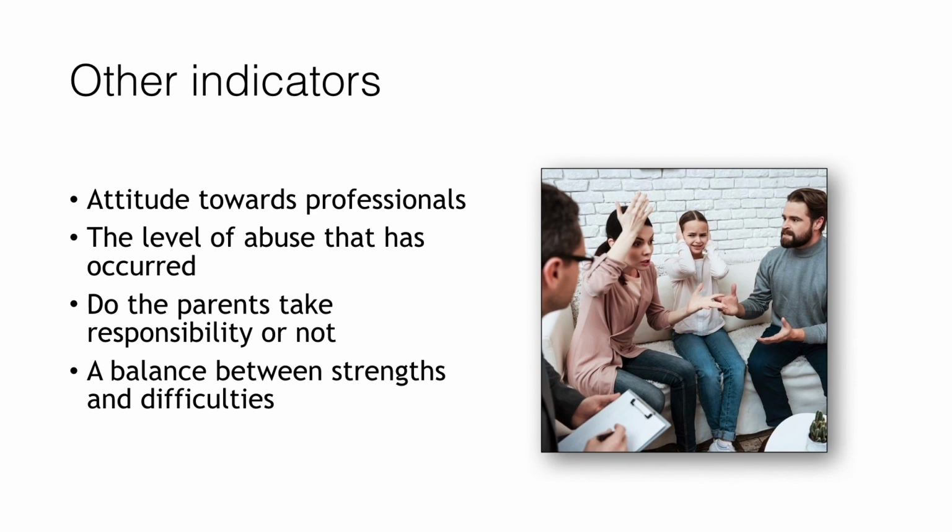There has been some other research that has identified factors that give a better prognosis that a parent is likely to change. Some of the factors identified were the attitude of the family towards professionals, the degree of abuse that has taken place, whether parents are taking responsibility, and the balance between strengths and difficulties. So, a family with a good balance between strengths and difficulties has a more hopeful prognosis than families where they have considerable difficulties but only a few strengths. And to pick another one, if a parent fails to take any responsibility for the situation, it is less hopeful than for families where we hear the parents taking reasonable responsibility for the situation.